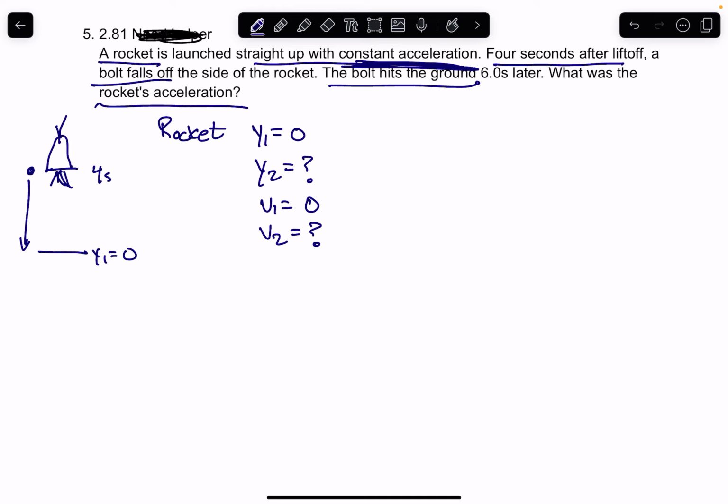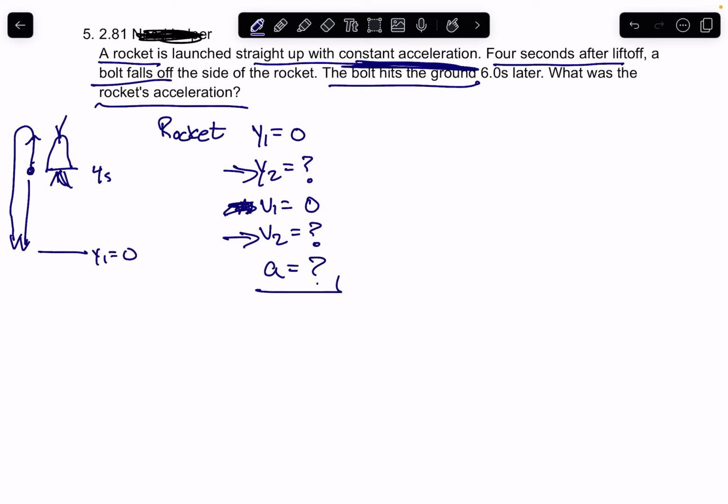The trick on this problem is that the bolt's not just falling, it's going up with a certain speed, and then it's going to fall back down. So I need to find this v1, not the v1, the v2, pardon me, and the y2, too. I need to find out what these two are, or game's over. And A is the big question: what is the acceleration? But we do have a time. From the perspective of the rocket, it is 4 seconds.